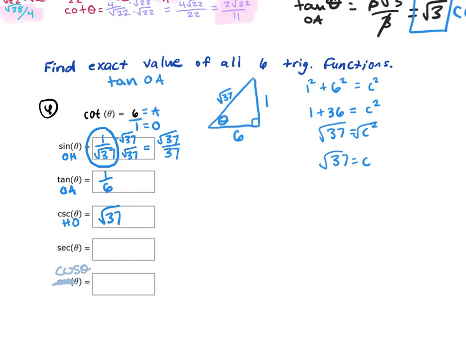All right, secant. Secant would be hypotenuse over adjacent. So our hypotenuse is square root 37, and our adjacent is 6. So square root 37 over 6. And then lastly, our cosine. We flip the secant. So this is adjacent over hypotenuse, so 6 over square root 37. Got to rationalize. So 6 square root 37 over 37. Any questions on this one?